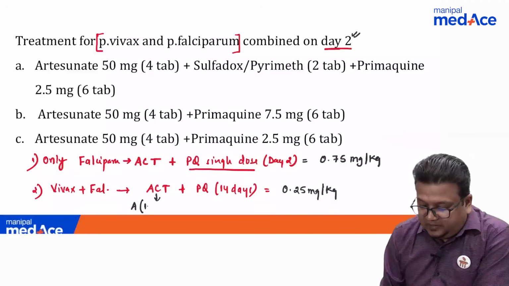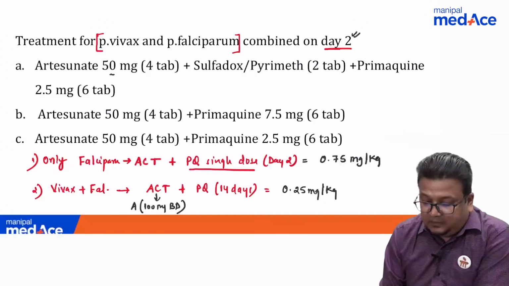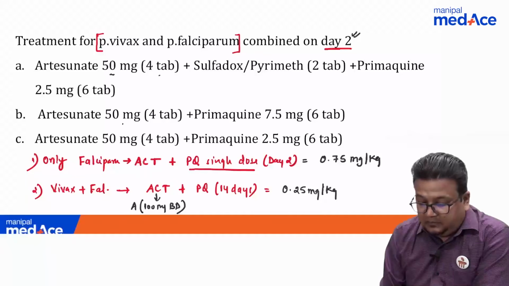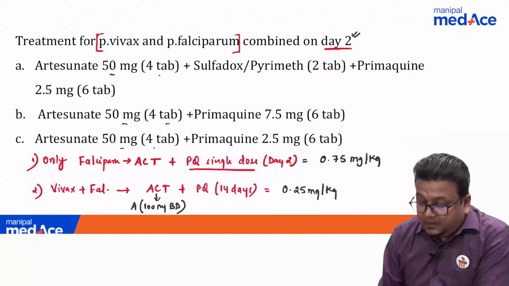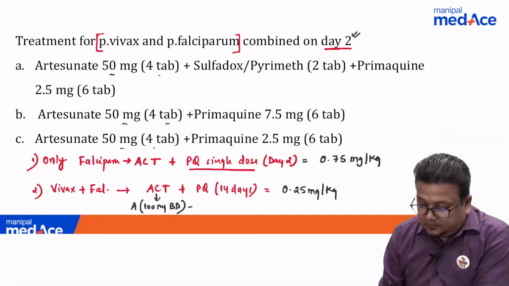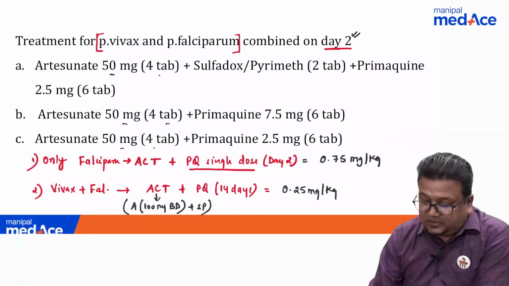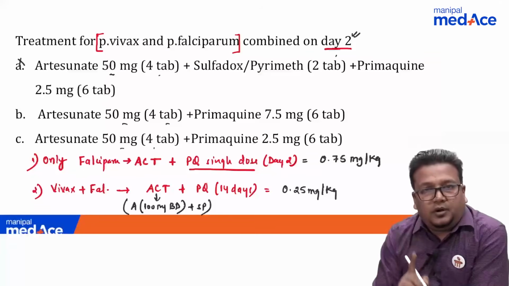Artesunate is generally given 100 milligram twice a day. So 50 milligram 4 tablets, that is 100 milligram twice a day. So that is okay. Sulfadoxine pyrimethamine, SP, is given on day 1. So that rules out this first option, because sulfadoxine pyrimethamine is given on day 1.